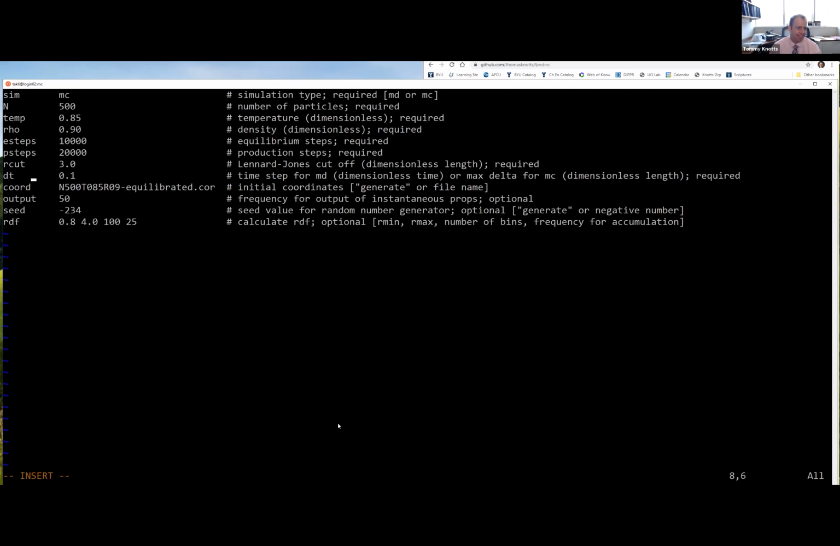This DT, I didn't know what to call it, DT or something else. It's the max delta in dimensionless units. We talked about that yesterday. The max any displacement can go is 0.1. And it's going to update that 0.1 on the fly to give me an acceptance rate of about 30%. So that's just where it starts.